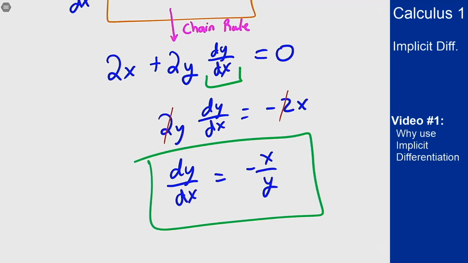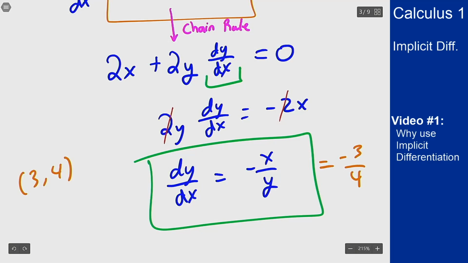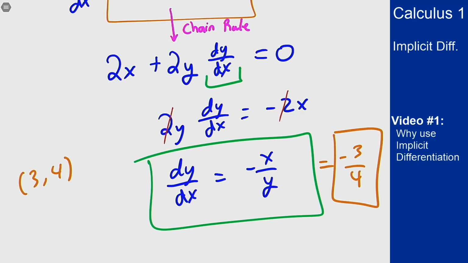This expression now involves both x and y, but that's okay, it's allowed to, because I'm told what point I'm looking at. I'm looking at the point (3, 4), and if I plug this in, I again get negative 3/4, the same slope as before. So any way you approach this problem, the slope is going to be the same, which is what it should be because it's still the slope of the same tangent line.